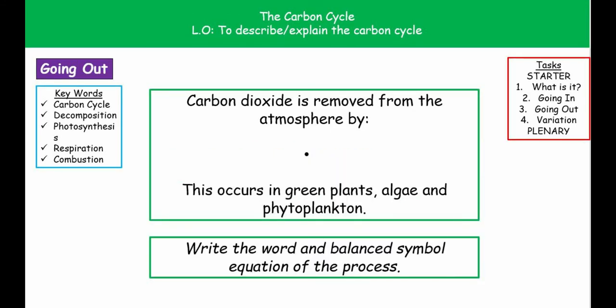The next thing we need to write down then is the name of the process that removes the carbon dioxide from the atmosphere. So write down the top part of the sentence, fill in the missing name, and then the bit at the bottom tells us where this occurs in green plants, algae, and phytoplankton. Once you've got those points written down, what I'd like you to do is write the word and balanced symbol equation for that process for me. So I'll give you a couple of minutes to get that done.